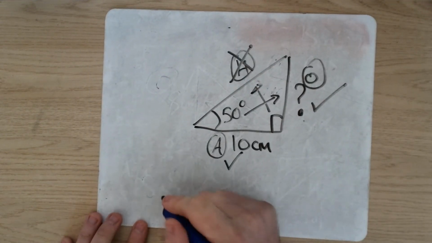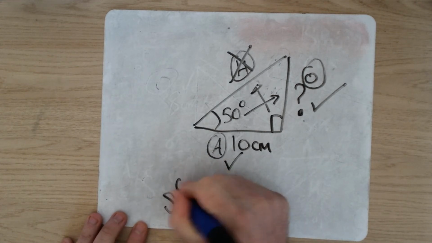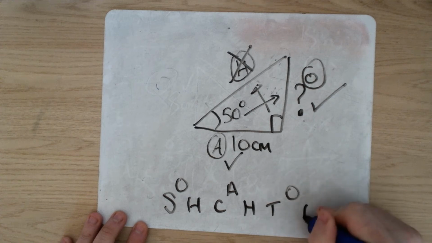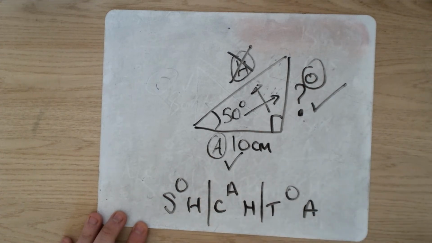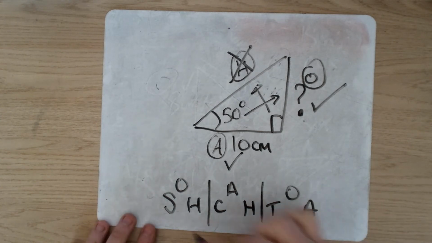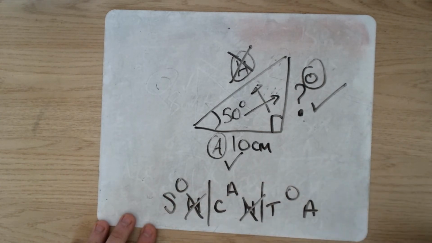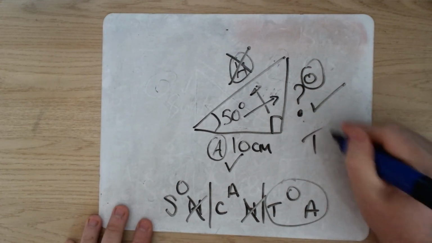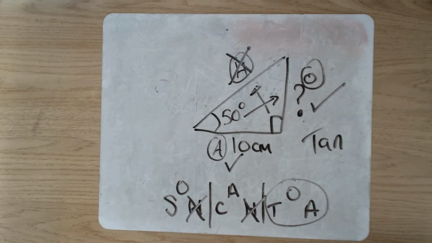I'm now going to write down my SOHCAHTOA again. So salt on hot chips and hot toffee on apples. Split it up. So this time anything with an H in it I'm not going to be able to use. So cross, cross. So this time I'm just left with tan. Tan is the one that's got the opposite and the adjacent, so to solve this problem I would have to use tan.